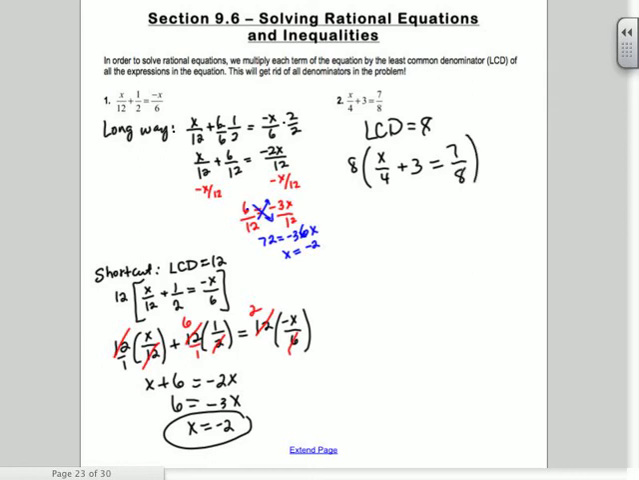So I just put brackets or parentheses around the whole thing. You can think of multiplying by 8 on both sides, though. When I do this, I'm going to have 8 times x over 4 plus 8 times 3 equals 8 times 7/8. Once again, when we get really good at these, we're not going to write that step where we write out each thing times the 8.